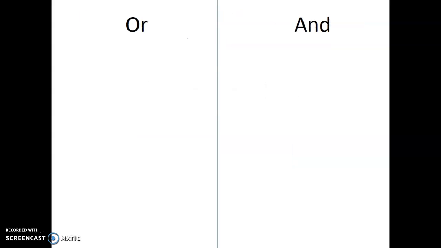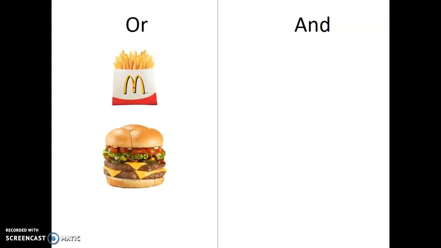So in an "or" inequality, you have a situation where you're a little bit hungry, but not starving. So you could have fries or you could have a burger. You don't want both because you don't want to feel bloated. You're just a little bit hungry, you want a snack. So it's fries or a burger. Either one would make you happy. Either one would satisfy your hunger, and you'd be good to go for the rest of the day.